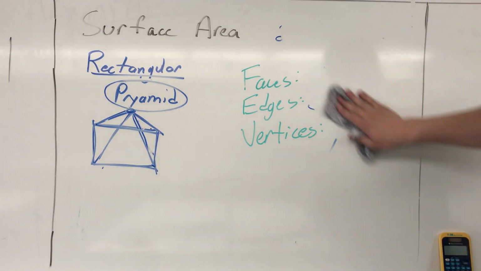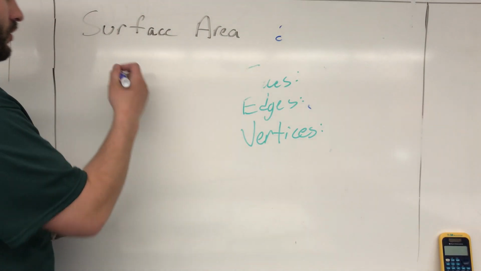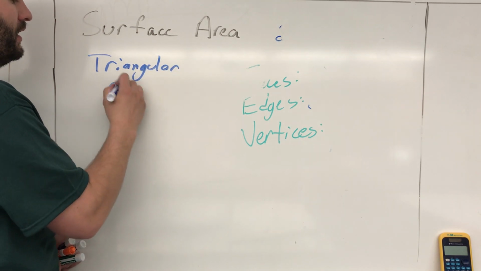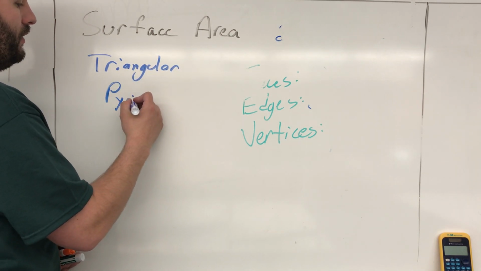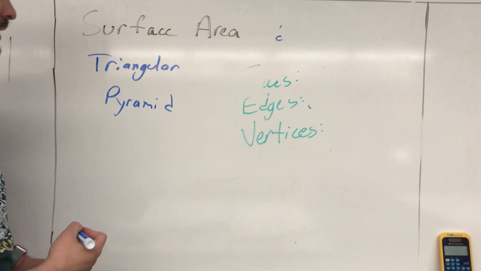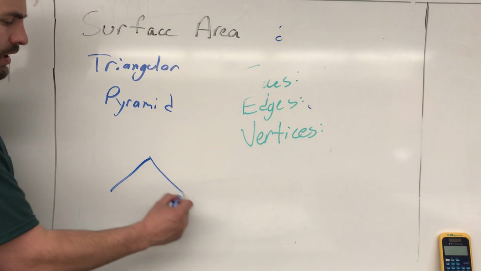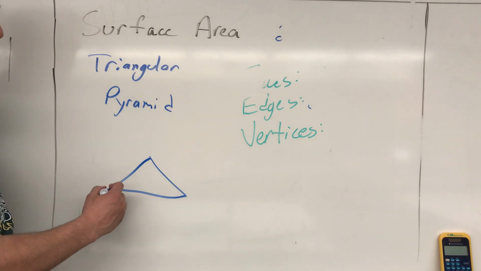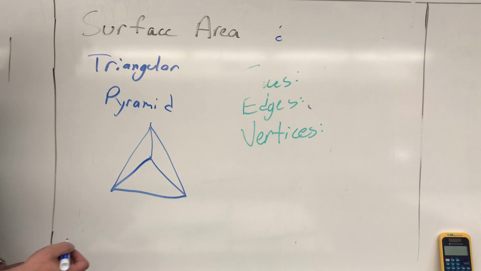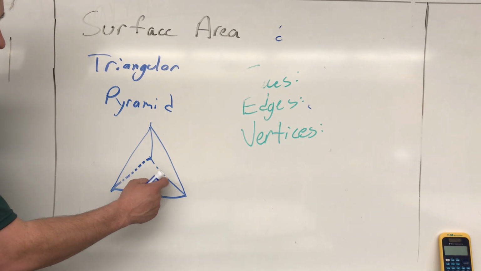Now I'm going to go to triangular pyramid. Wonder what shape the base is going to be. Oh, I see triangle, so I know the bottom's going to be a triangle. Again, I'm going to make mine, I won't go right this time, I'm just going to go with an acute triangle. And everything comes up to a point. This one gets a little tricky.